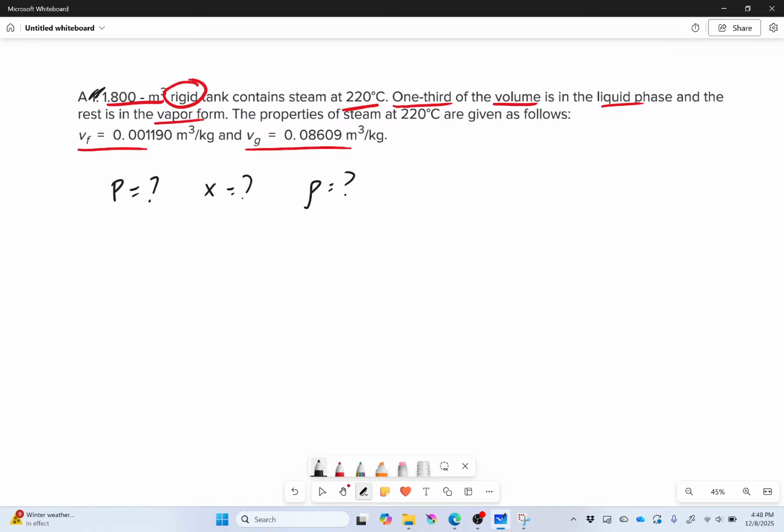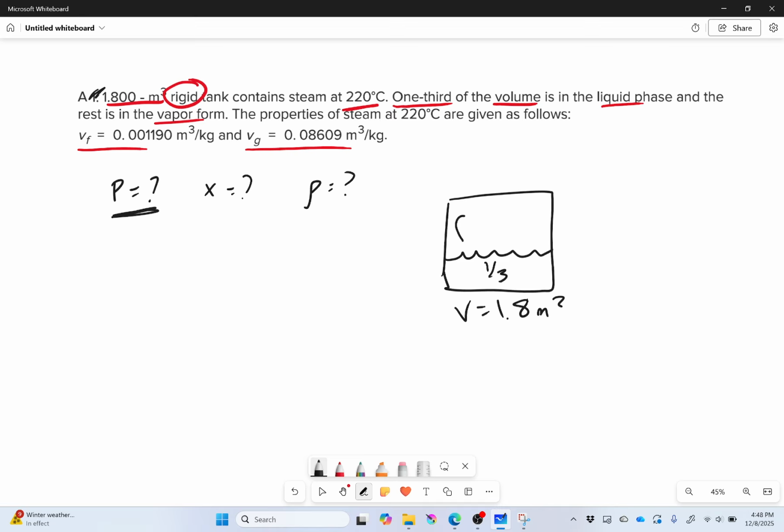Now, let's see here. So how we're going to find the pressure. Well, this is actually really easy. Why is it easy? Well, it told us something very important. I've got my tank. Its volume is 1.8 meters cubed. And it tells me that 1/3 of the volume is liquid, and 2/3 of it is in vapor form. So this tells me right off the bat that this is a mixture. And since it's a mixture, that means my pressure is going to be equal to my saturation pressure.